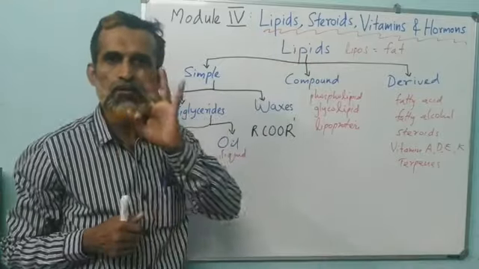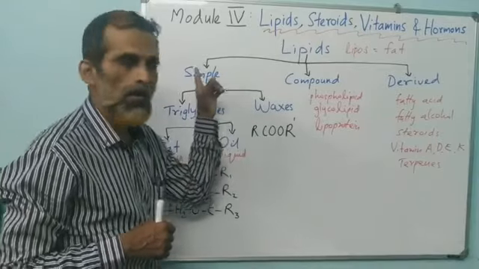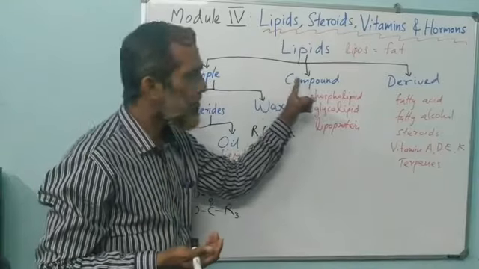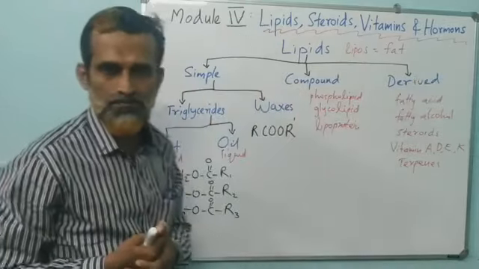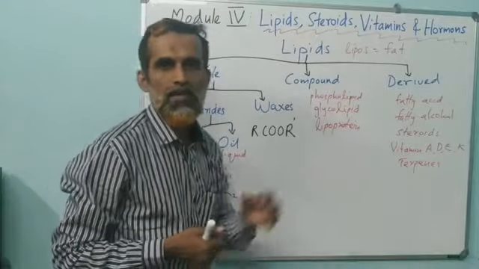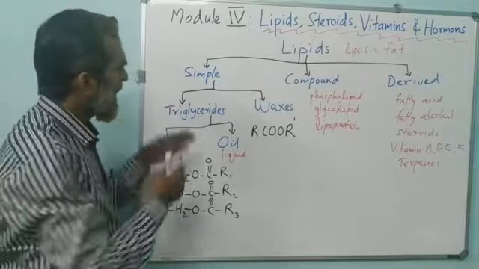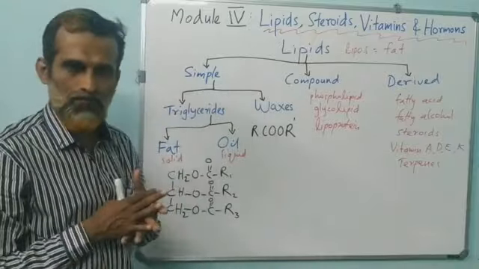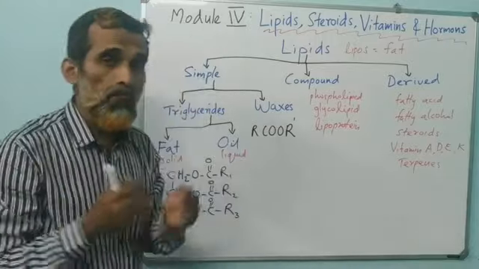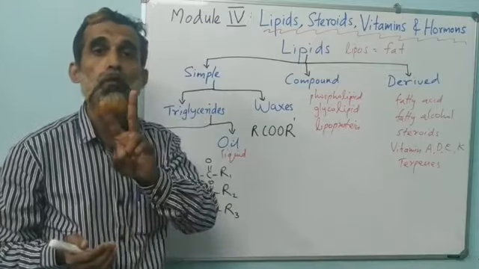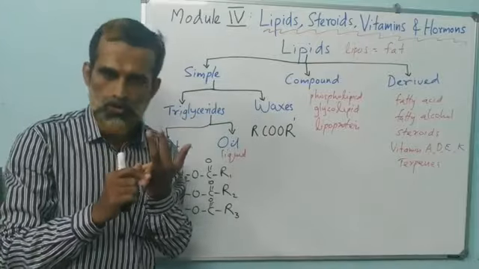Lipids are broadly divided into 3 main classes: simple lipid or homolipid, compound lipid or complex lipid, and derived lipid. These are the 3 main classes. What about simple lipid? They are again of 2 types. Simple lipids are those lipids which on hydrolysis give only 2 products. One will be a fatty acid and the other will be an alcohol.